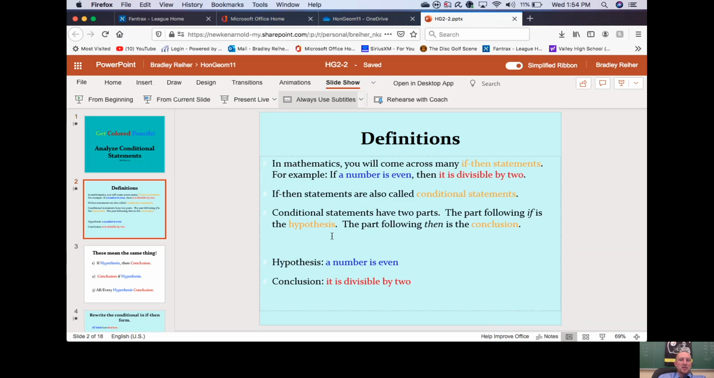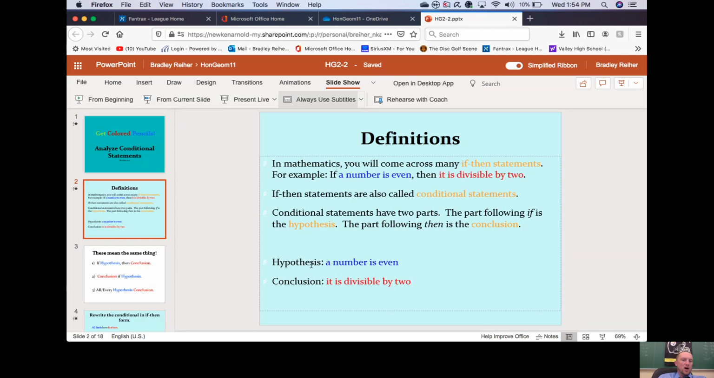So what is a conditional statement? Well, it's a statement that has the word if and then in it. For example, if a number is even, then it is divisible by 2. That's a conditional statement. The part after if, that's called the hypothesis. And the part after then is called the conclusion.